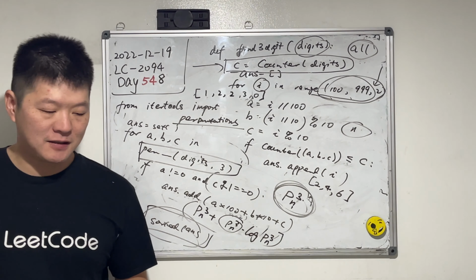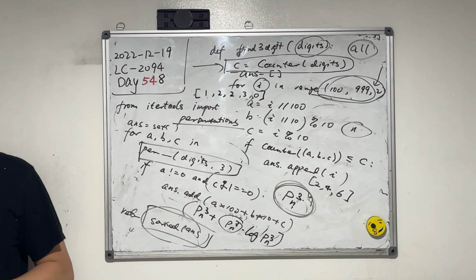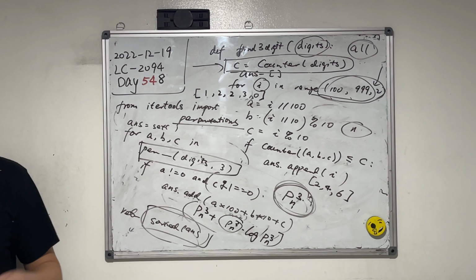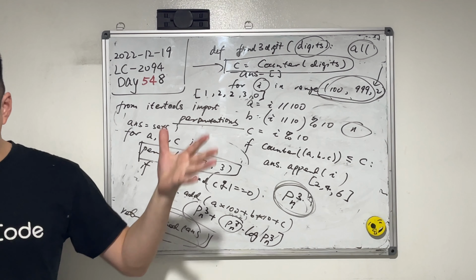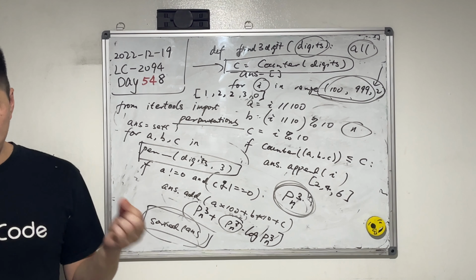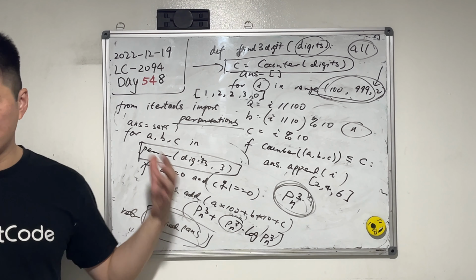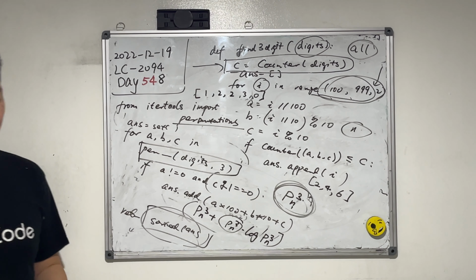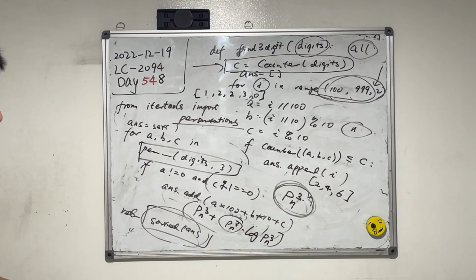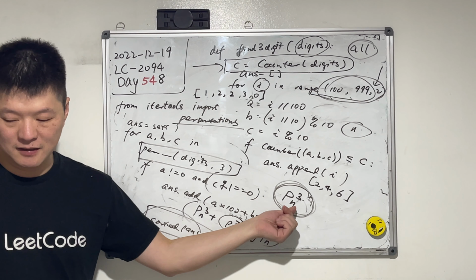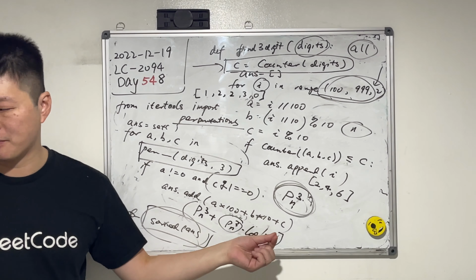Why do we need the set? Because we don't want to store the duplicates. We only want the unique numbers. Before we return, we need to sort it. The time complexity of sorting is O(n log n), and the permutation is Pn3. This is the time complexity and the space complexity.